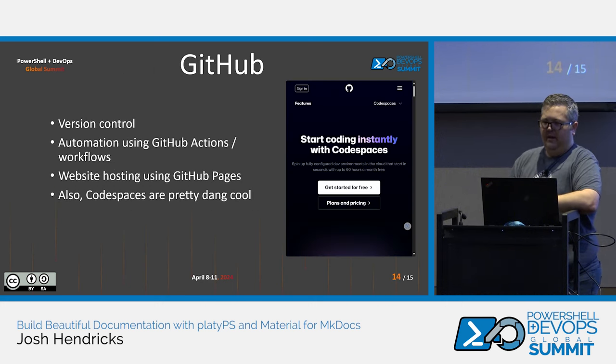And in your pipeline, you might have a Pester test that looks for this pattern for these placeholders so that you don't accidentally publish documentation that isn't complete.